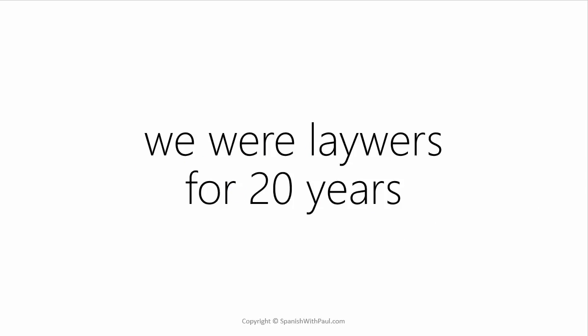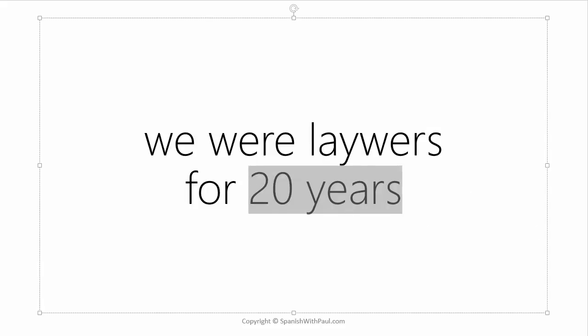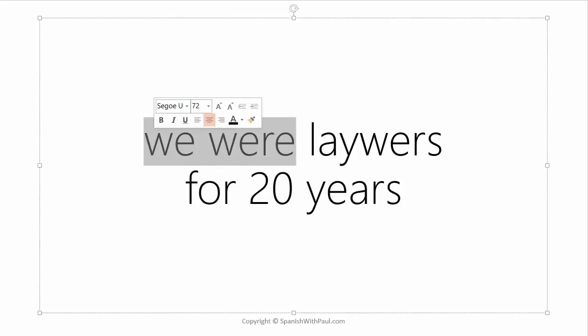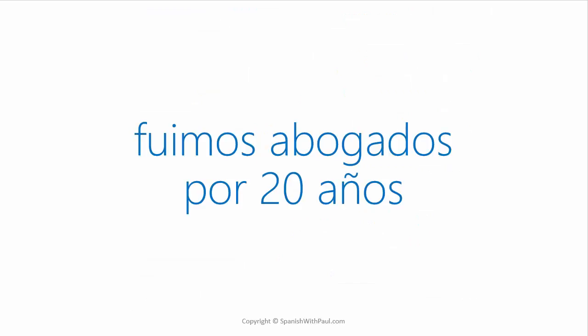We were lawyers for 20 years. Okay, so we're still talking about identity, so it's ser. But now we have a dot in the past, something measurable, 20 years. So we were here is going to be ser with a dot. We were, it's going to be fuimos. Fuimos abogados por 20 años.